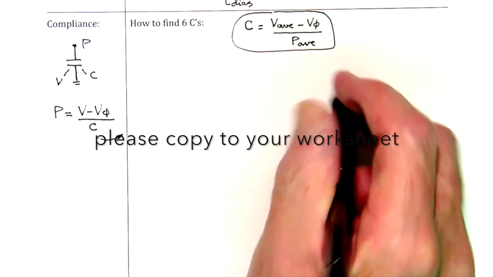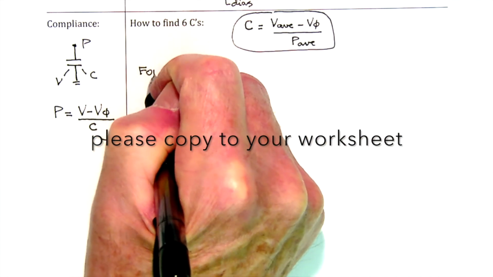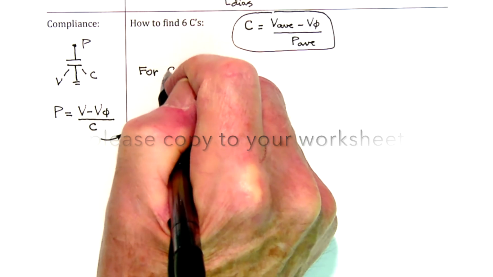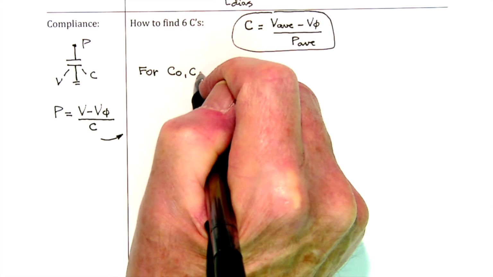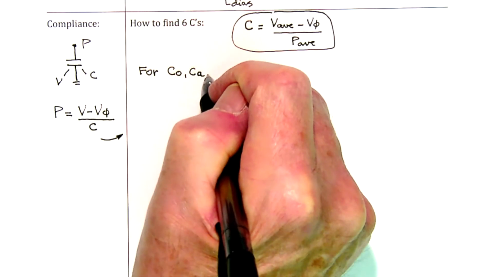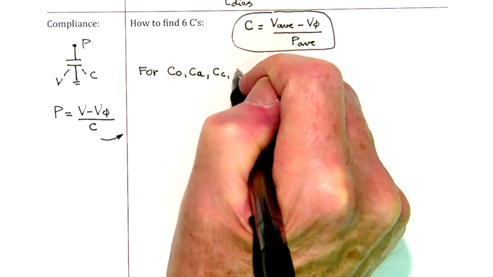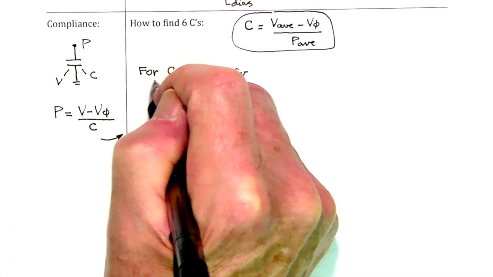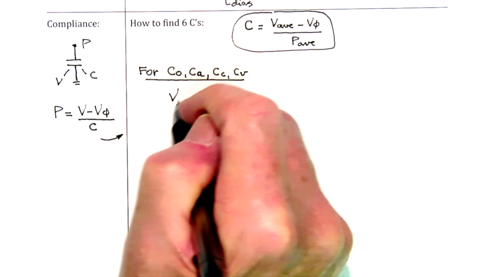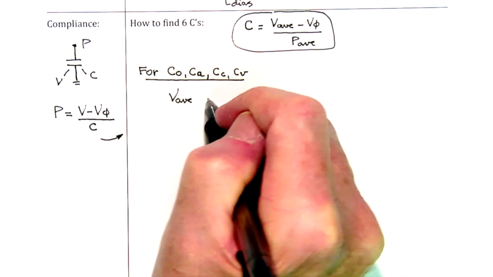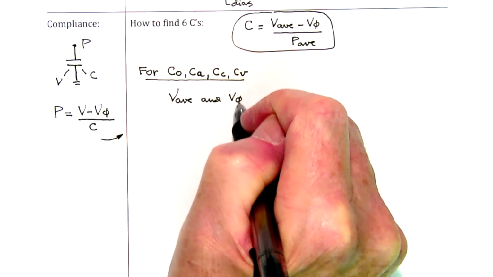Now for the 4 compliances that are constant, and that is an approximation, it's a pretty good approximation, for the 4 compliances that we're going to assume constant during a cardiac cycle, the aortic compliance, the arterial compliance, the capillary compliance, and the venous compliance, for each of those 4, we need to find, for the numerator, the average volume and the residual volume in each of those vessels.